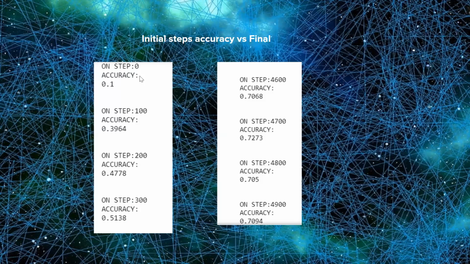Yeah, this is the output where in step 0 we have 10%, and step 300 we have 41.3%, and step 4,600 70.68%, and step 4,900 we have 70.94%. So we can see that from step 0 at 10% we jump to 70.94%, which is really good. Increasing the steps, we get more accuracy.